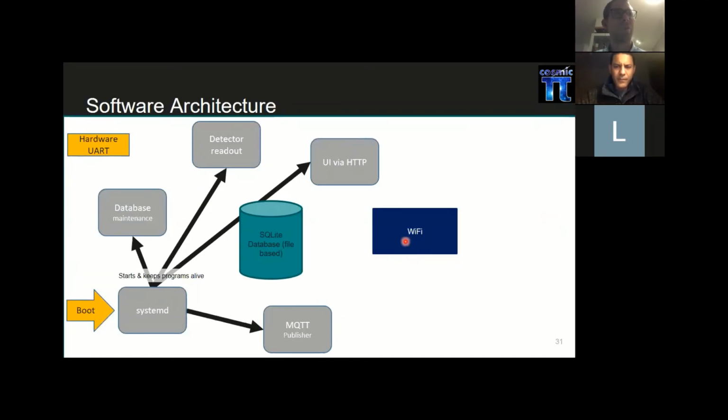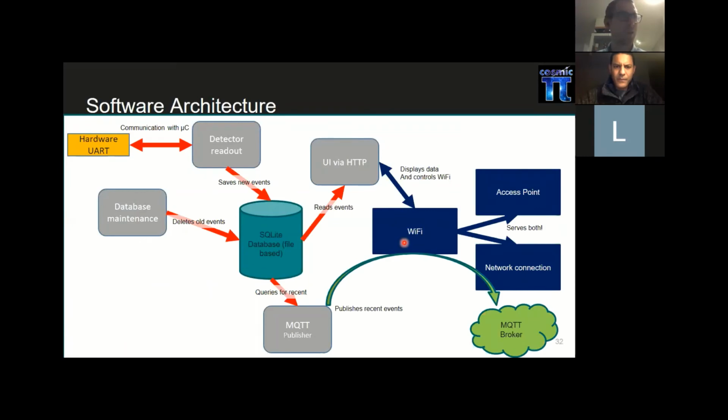And then we have our Wi-Fi module, which is our gateway to the outside world. Kind of how this interfaces: we have the hardware UART, which communicates with our microcontroller, which puts the new events in. The new events are then spit out via HTTP, the web interface, over Wi-Fi, and also over MQTT. These are independent, and then these go to our server.